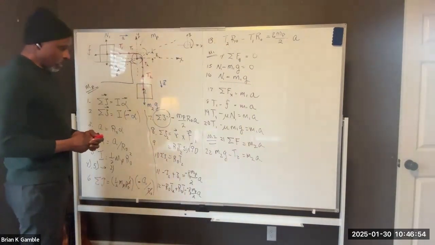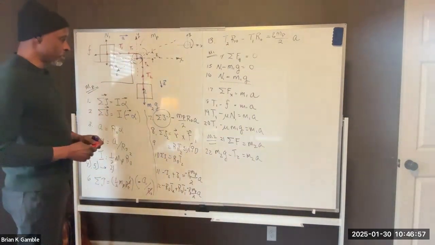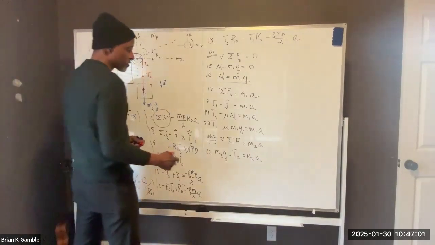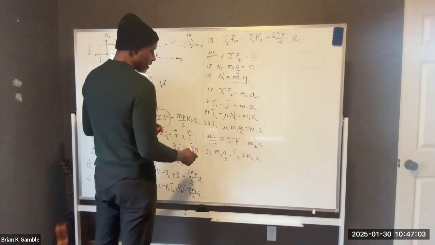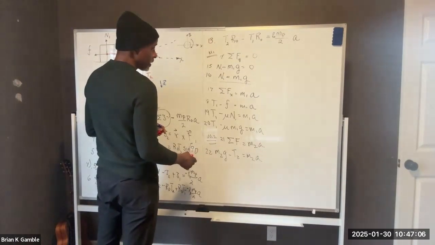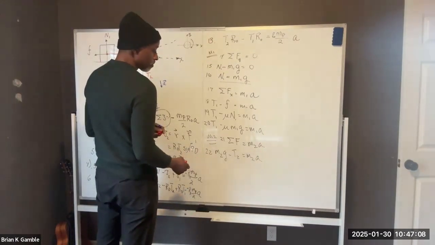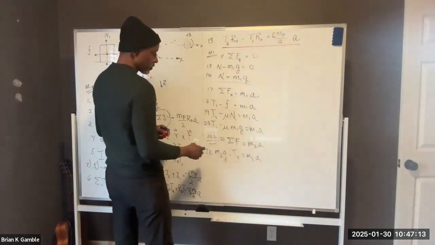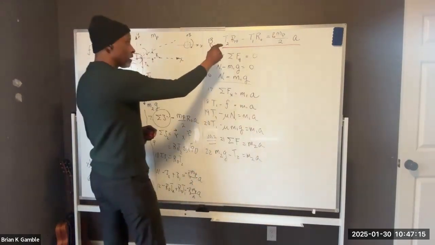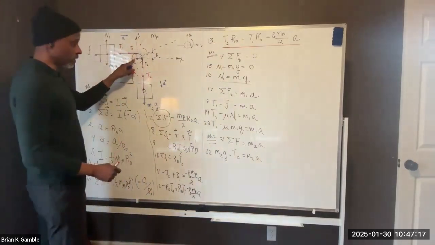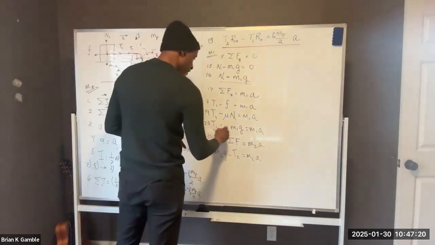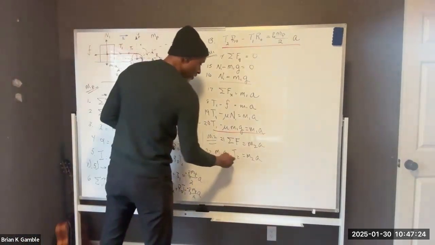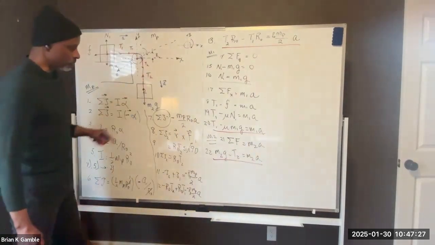So what I was about to say is that there are three equations now that I have to solve simultaneously because I have three unknowns. I'm equally determined now and the unknowns are T1, T2, and A. And I have that between these three equations: Equation 13, the Newton's second law applied to the pulley. Equation 20, Newton's second law applied to M1. And equation 22, Newton's second law applied to M2.